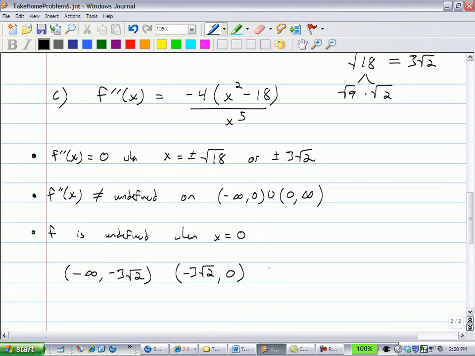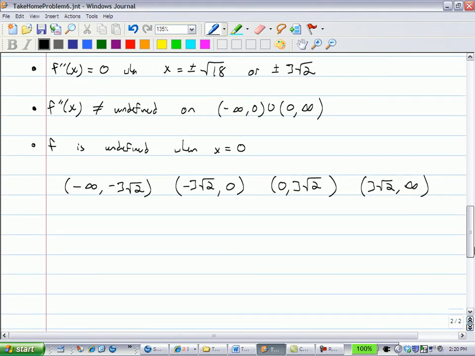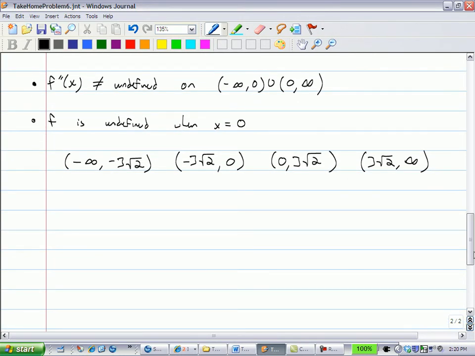Good. Next one. And 3 root 2 to infinity. Okay, I've got to provide detailed justifications once again. As I said here, I'll try to think of the shortest way to write it, but we want to be able to say when our function is concave up and concave down. So we better know real quick.